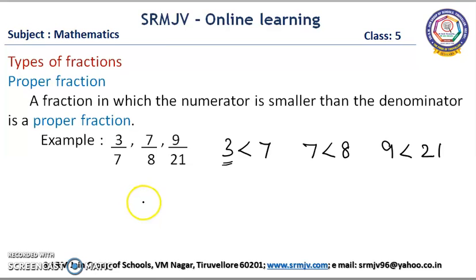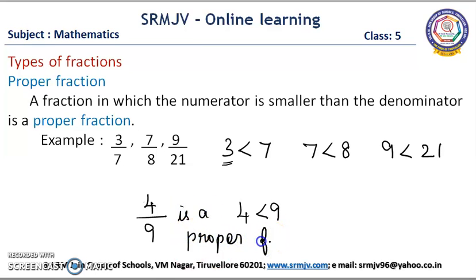Okay, now let us see one more example. 4/9. Here, whether it is a proper fraction? Yes, the numerator 4 is less than the denominator. So, 4/9 is a proper fraction. Can you understand, children? So, a fraction in which the numerator is smaller than the denominator is a proper fraction.